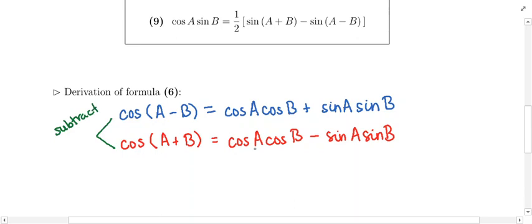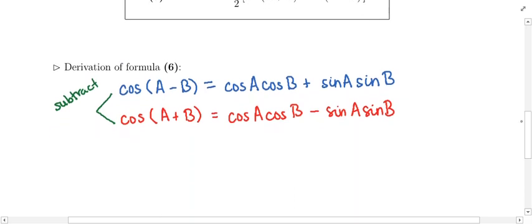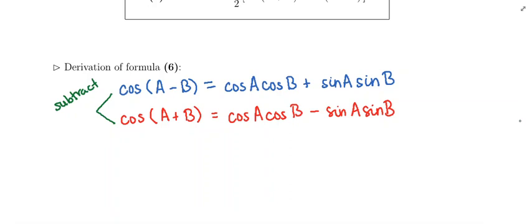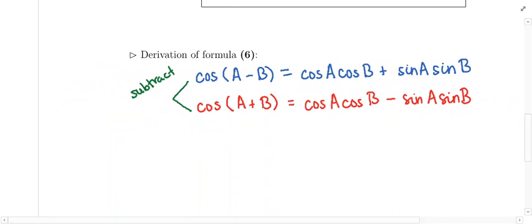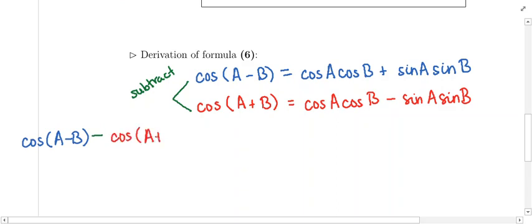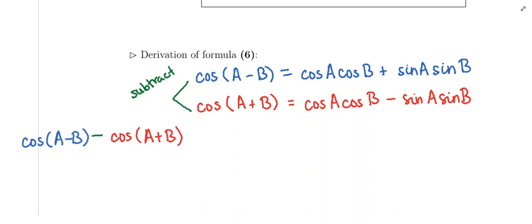And I am going to do this according to the sides of the equations. So I'm going to subtract the left sides of the equation, and I'm going to subtract the right sides of the equations. So here we go. This is going to be kind of long, so I'm going to give myself some room here. I'm going to start off with the cosine of A minus B, and then I'm going to subtract the cosine of A plus B. So what is that going to give me?